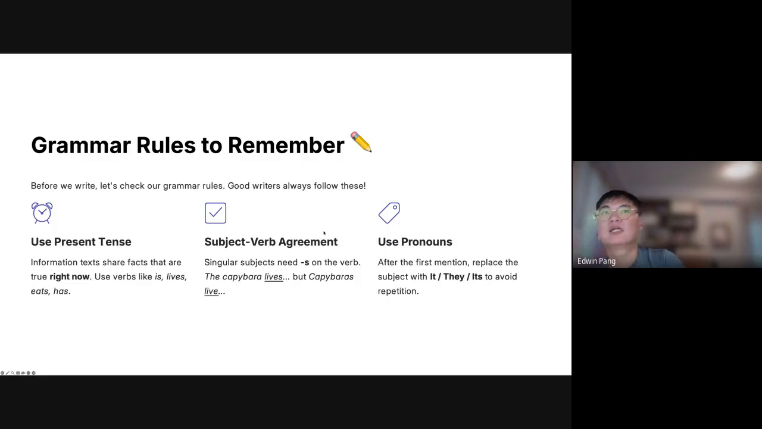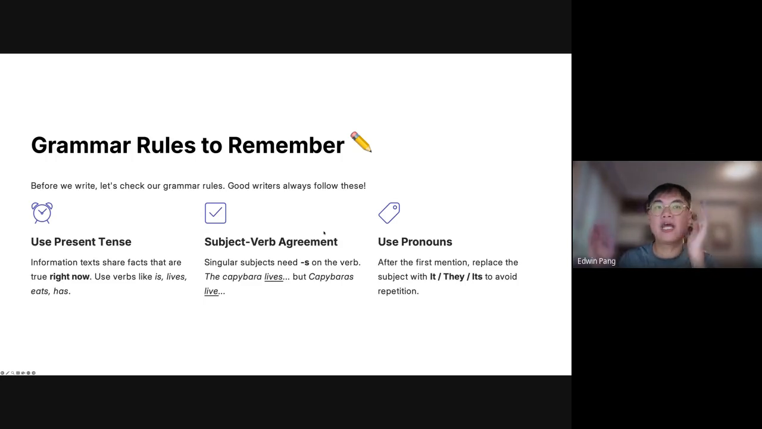Many capybaras, no S after the verb. Right? One capybara is. Many capybaras are. Got it, everyone? Okay. So remind yourself to check that your subject-verb agreement rule is being obeyed when you are writing out your sentences.